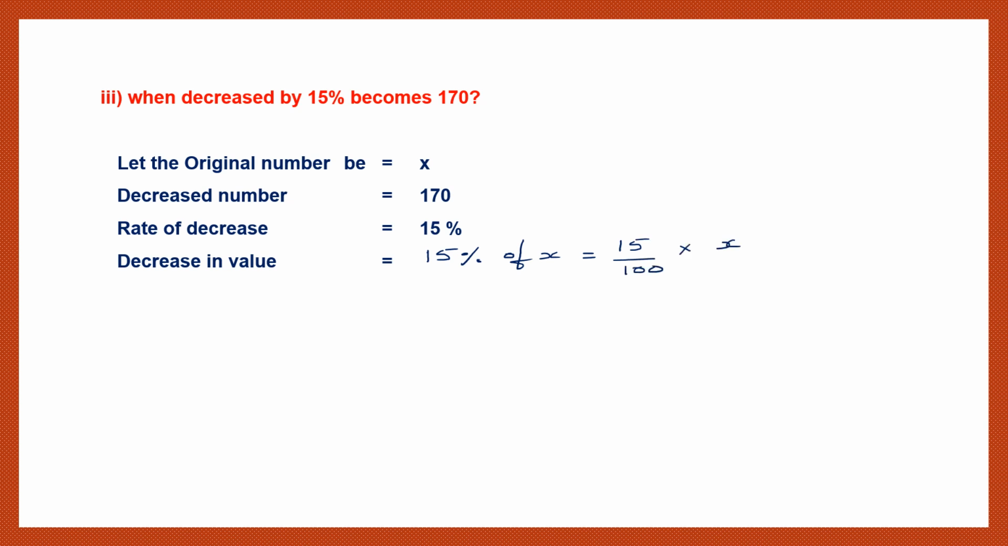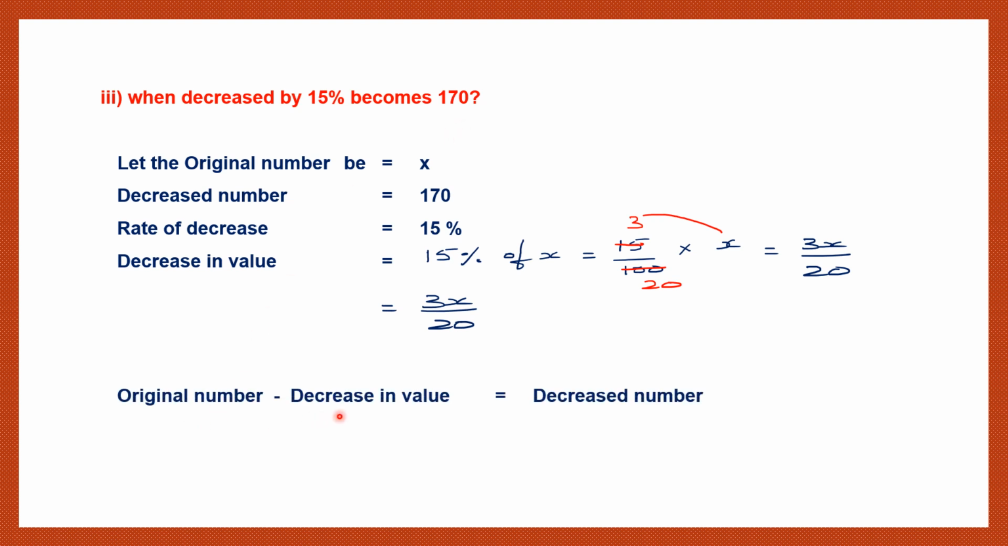So now here we can cancel 15 and 100 by 5. 5 threes are 15. 5 twenties are 100. Now multiply the numerators. 3 into x is 3x, and here we have 20. So the decrease in value is 3x by 20. That means when you take the original number and you minus 3x by 20 from it, you get 170.